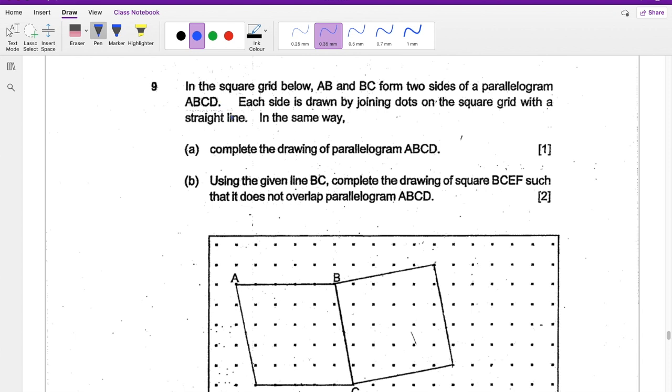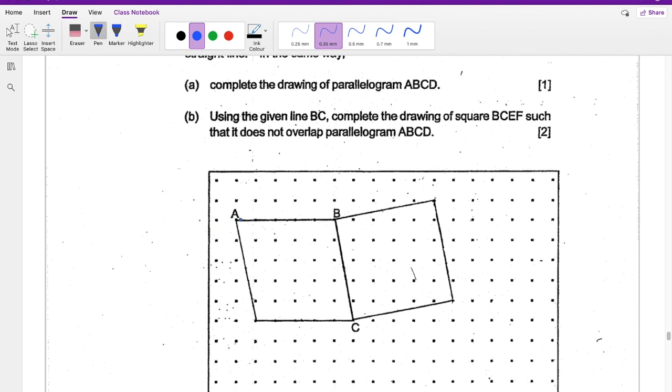Okay, question 9. In the square grid below, AB and BC form two sides of parallelogram ABCD. Each side is drawn by joining dots on the square grid with a straight line in the same way. Complete the drawing of parallelogram ABCD. Well, we know these 3 points, A, B, C, and somewhere D is here, right? Then for a parallelogram, we know that the line here should be parallel to this one, and there's a line here parallel to this one, right?